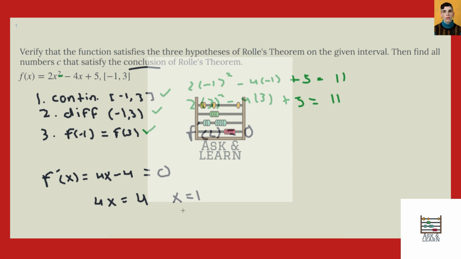And this is also our number c, because if you plug in this value 1, so 4 times 1 is 4, 4 minus 4 is 0. So that is the c that satisfies the conclusion of Rolle's theorem. So here's our answer.